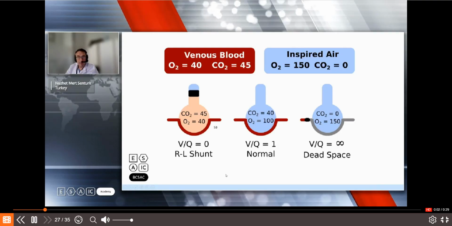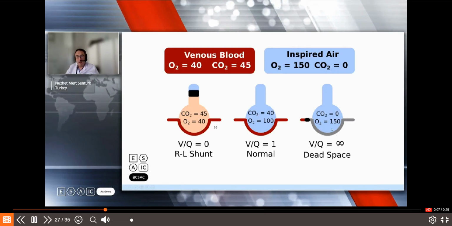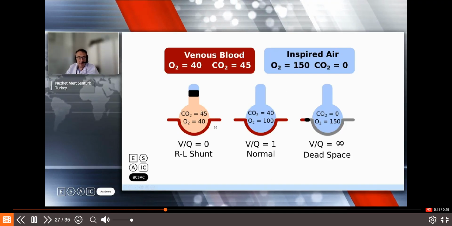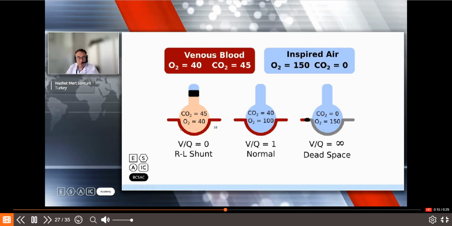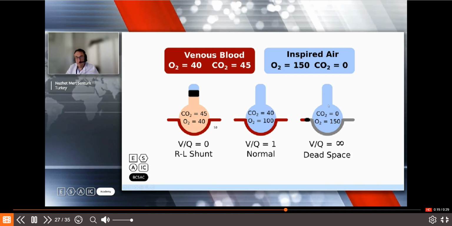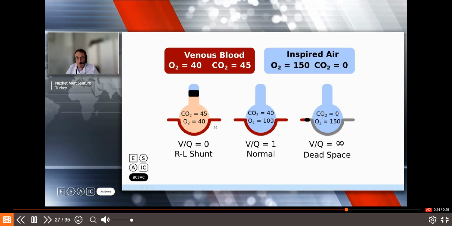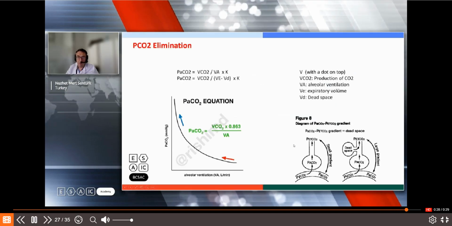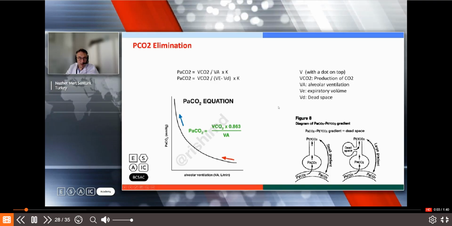So, we see here the two extreme cases. In the middle, we have the normal match. On the left-hand side, we have the right-left shunt, which is the continued perfusion, but no ventilation. And the other way, if I would have a dead space, the ventilation is going on, but I would have no perfusion at all. How about the PCO2 elimination?